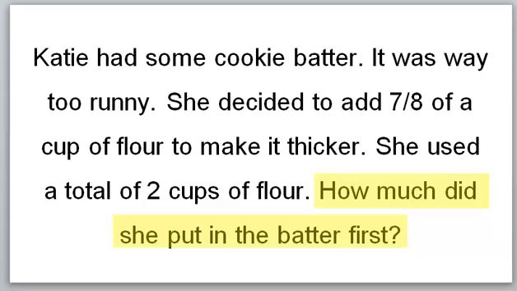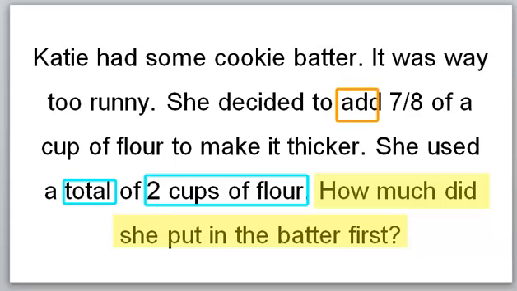Okay, so after she put all of the batter into the bowl, she had a total of 2 cups of flour. So we know our total, a total of 2 cups of flour. So she decided that after she had already put a little bit of flour into the bowl, it was too runny, so she wanted to add 7/8 of a cup of flour to make it thicker. So how much did she put in the bowl first? How much batter was in there to begin? So let's ask ourselves, is the amount of flour that's in the bowl to begin with going to be larger than 2 cups or less than 2 cups?